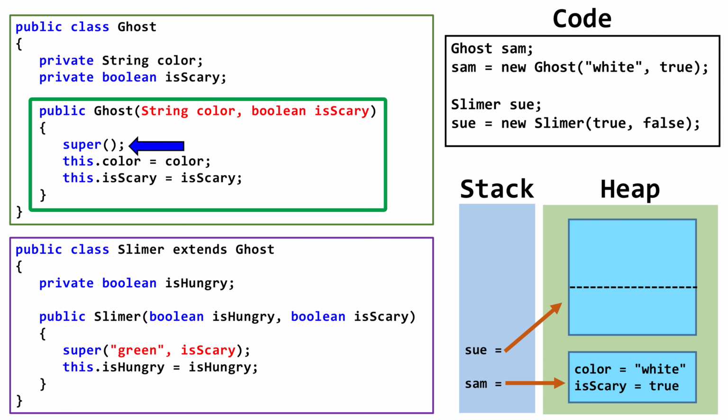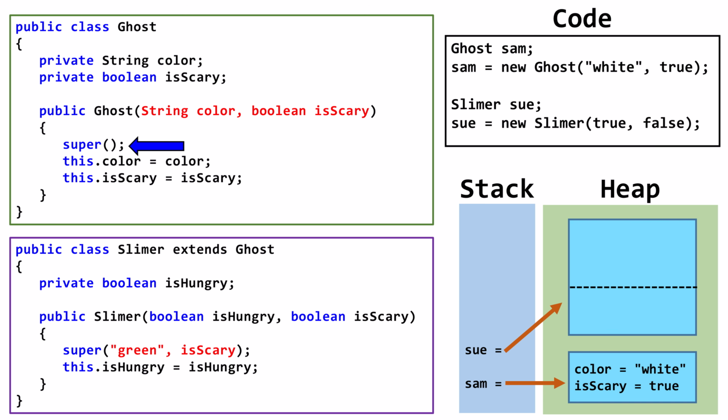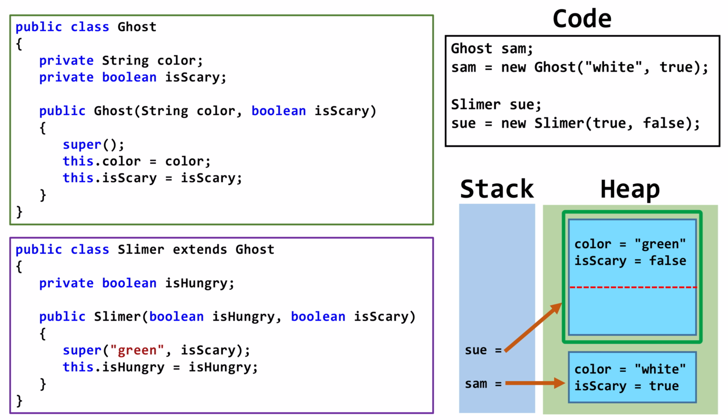In the superclass Ghost's constructor, we call the constructor in the Java object class. Then we set the field color to the parameter color, which was passed up as green. Next, we set the field isScary to the value of the parameter isScary, which was passed up as false. Both of those values end up in the object on the heap. This object has two parts that we are concerned with. The top part is the Ghost part. The bottom part is the Slimer part. We see a line separating the two portions of the object on the heap.